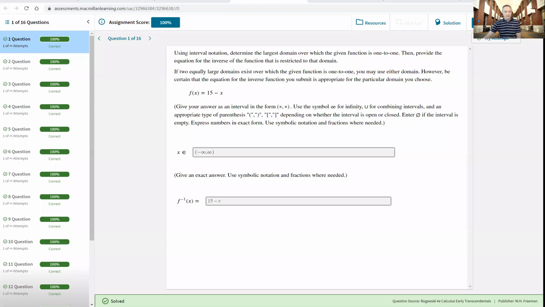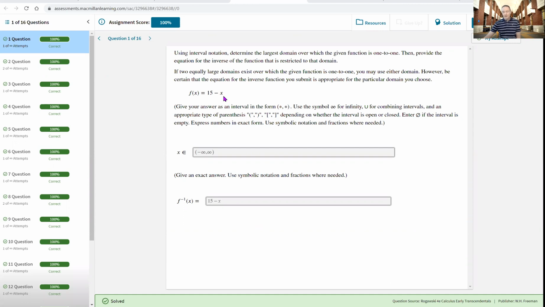Let me go ahead and share my computer screen here with you. I'm in the Achieve homework for section 1.5, and you'll see the first question here is asking us to use interval notation, first of all, just to be able to find the inverse of the function f of x is equal to 15 minus x.